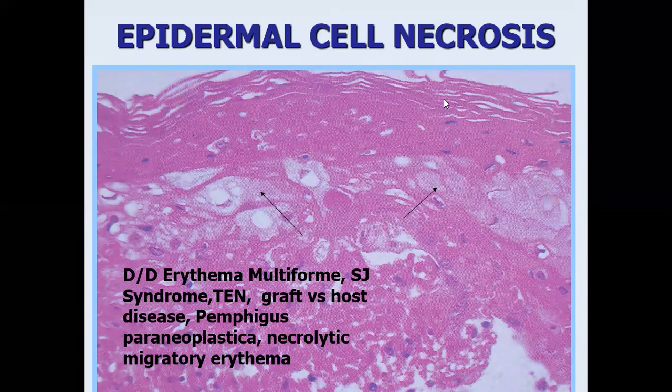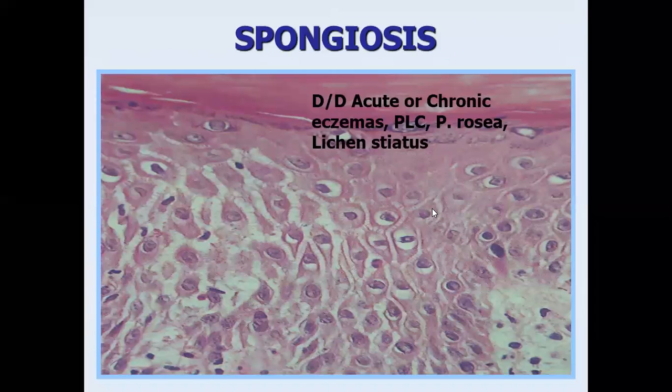Epidermal necrosis. You can see here there is stratum corneum, but the definition of keratinocytes is totally lost. Rather, the keratinocytes have no cell wall, no cell nucleus, and everything is in the form of a pinkish amorphous material. And this is called the epidermal necrosis. Epidermal necrosis is commonly seen in Stevens-Johnson syndrome, toxic epidermolysis, acute graft versus host disease, in pemphigus paraneoplasticus, and necrolytic migratory erythema. These are the common causes of epidermal cell necrosis.